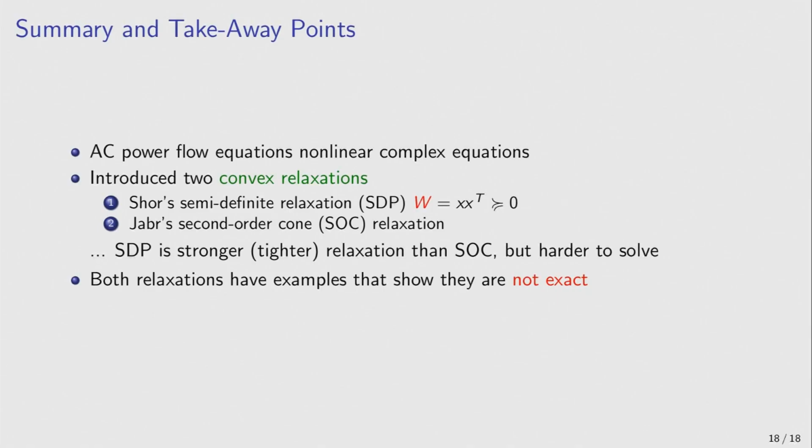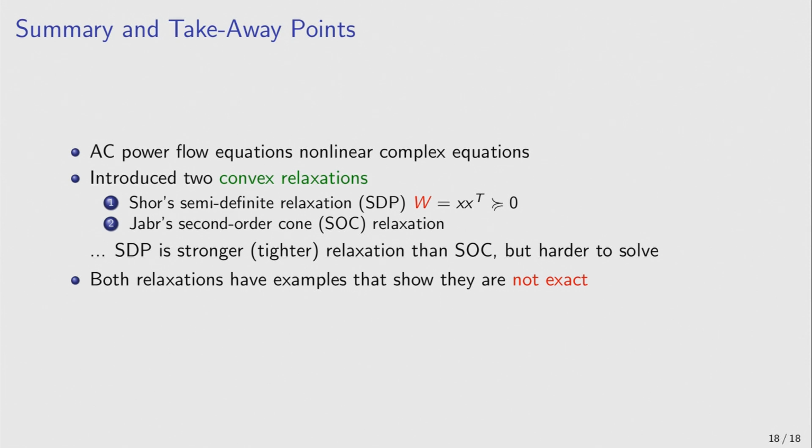Okay, so I looked at two convex relaxations. The first is the semi-definite relaxation, and the trick there is to look for bilinear terms and form this outer product matrix W, which is x x transposed, that expresses every bilinear term as a part of your matrix W. Then you can write all the constraints in terms of W, and you have a relaxation if you relax this equality to an inequality.